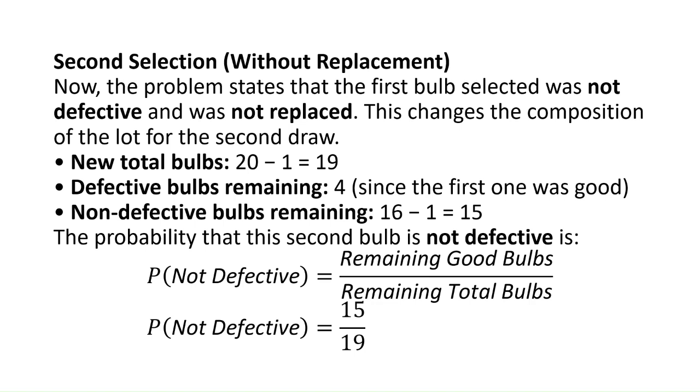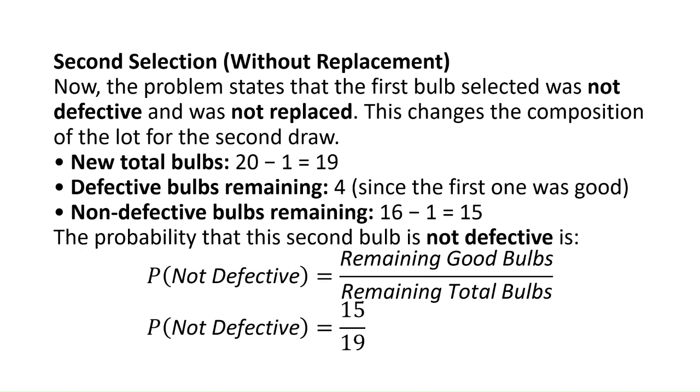What is the second selection here, without replacement? Now the problem states that the first bulb selected was not defective and was not replaced. First selection was taken as a good bulb and it was not replaced. This changes the composition of the lot for the second draw. For the first draw we have 20 bulbs, but for the second draw the first bulb was not replaced after picking out. So now the total number of bulbs becomes only 19 because one bulb was already picked up and it was not replaced in the lot.